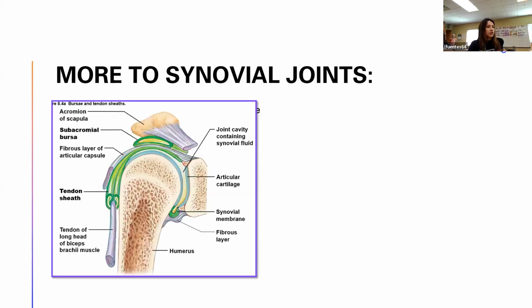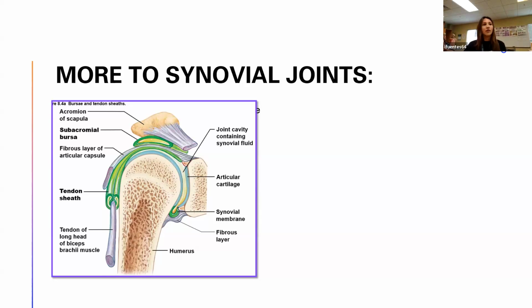So here we have an example. This is the humerus right here. We have the scapula, the acromion of our scapula, and then over here would be the glenoid fossa. So we have the bursa, which is right here. This one, green with yellow in the middle. And it's between the acromion of the scapula and the head of the humerus.